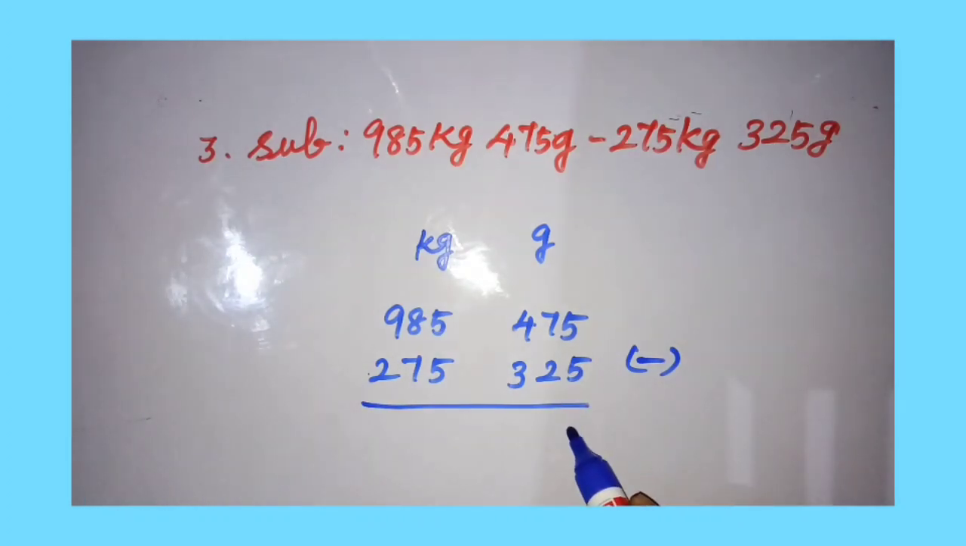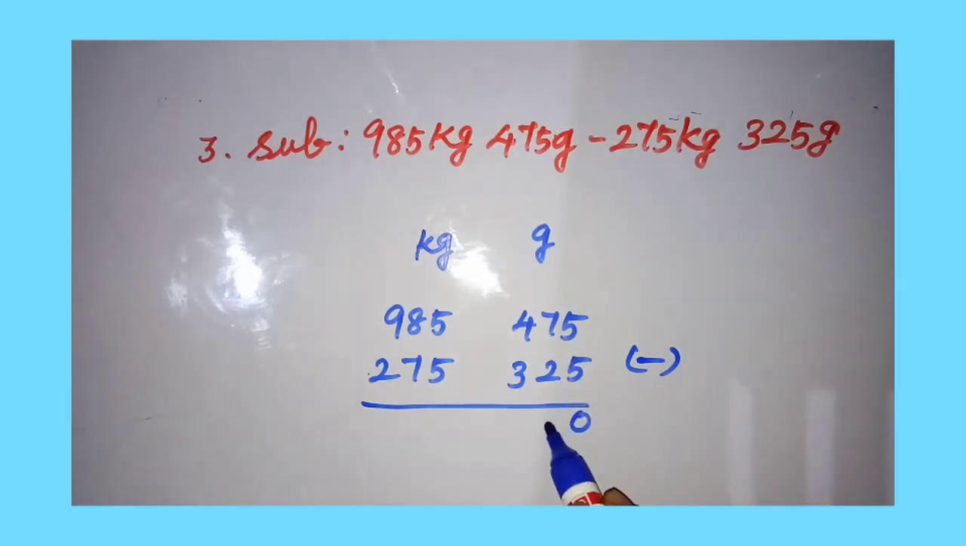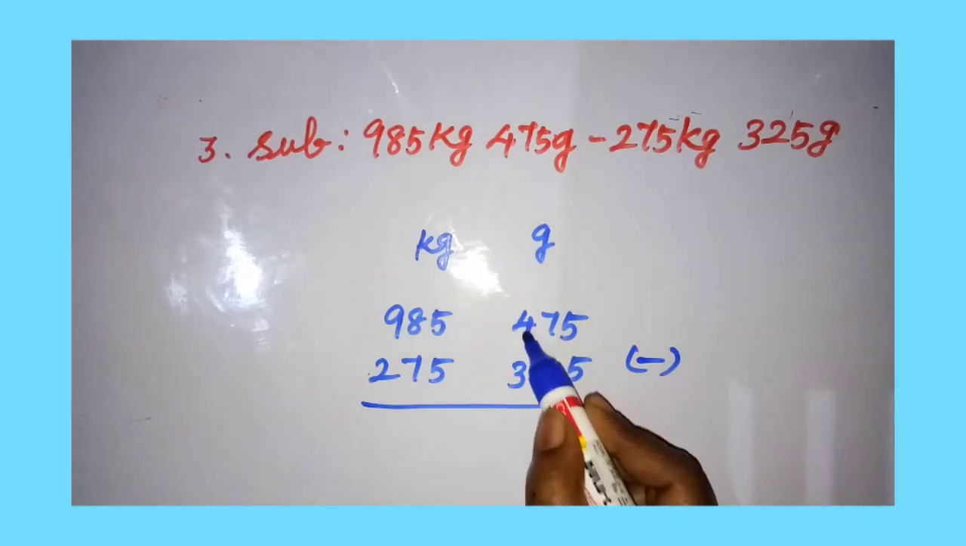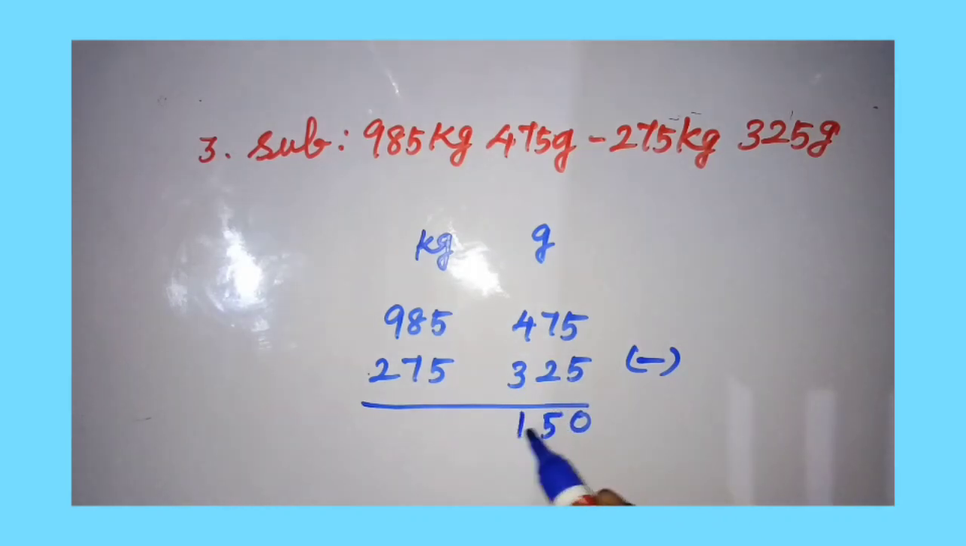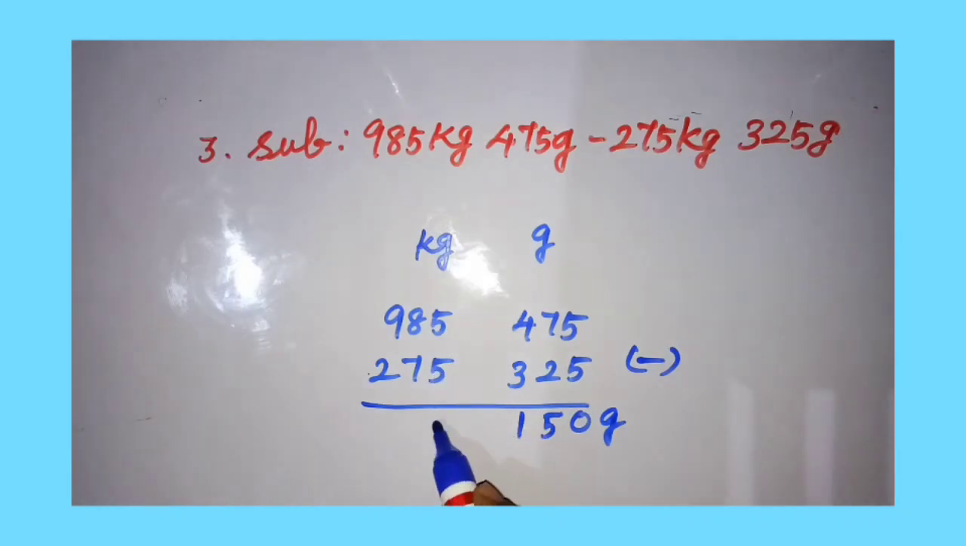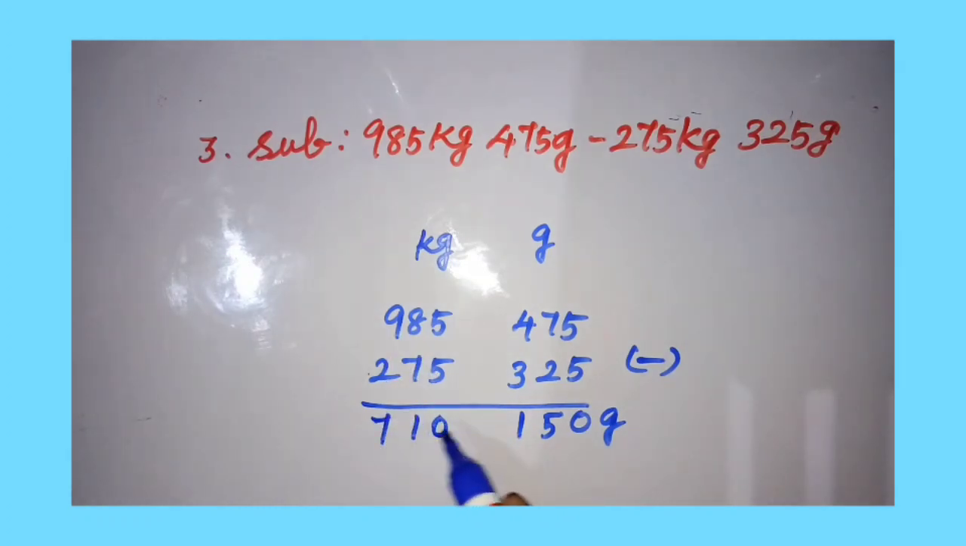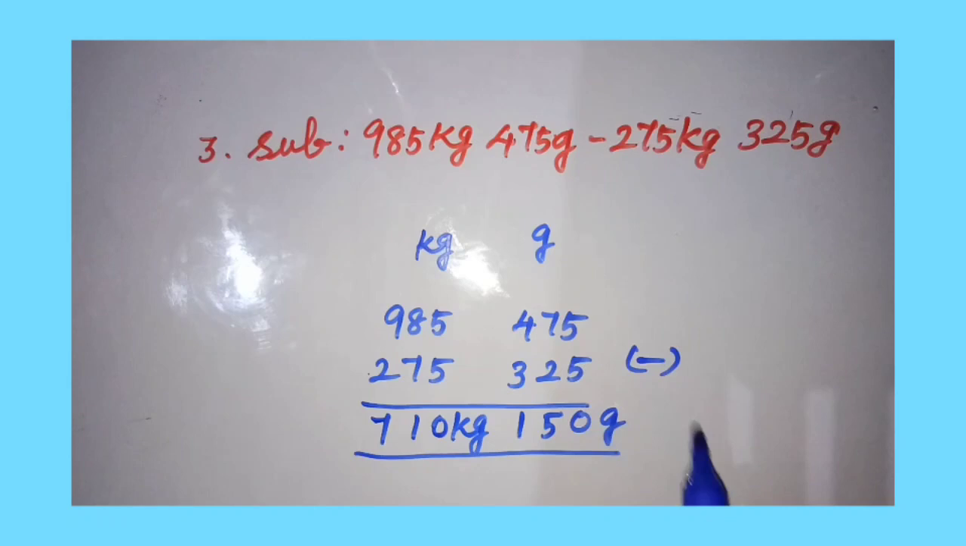So put the subtraction symbol. Now subtract the value. 5 minus 5, 0. 7 minus 2, we get 5. 4 minus 3, 1. So the measurement we write is gram. Next 5 minus 5, 0. 8 minus 7, 1. 9 minus 2, 7. So the measurement is kilogram. So the answer is 710 kilogram, 150 gram.